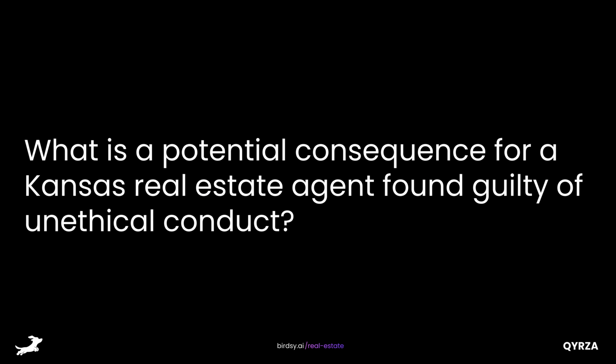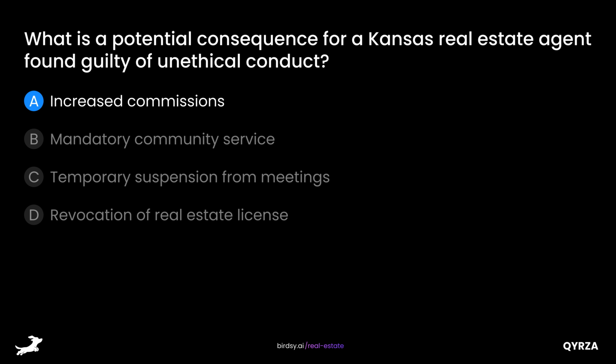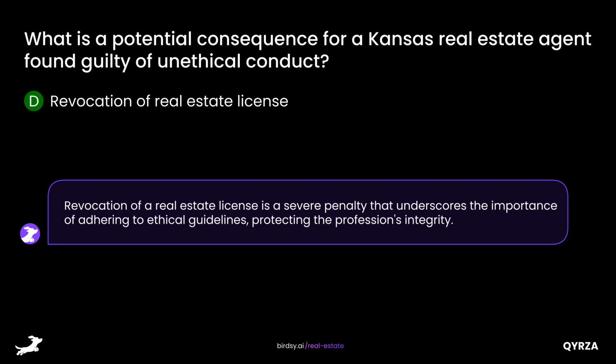What is a potential consequence for a Kansas real estate agent found guilty of unethical conduct? Is it A, increased commissions, B, mandatory community service, C, temporary suspension from meetings, or D, revocation of real estate license? The answer is D, revocation of real estate license. Revocation of a real estate license is a severe penalty that underscores the importance of adhering to ethical guidelines, protecting the profession's integrity.